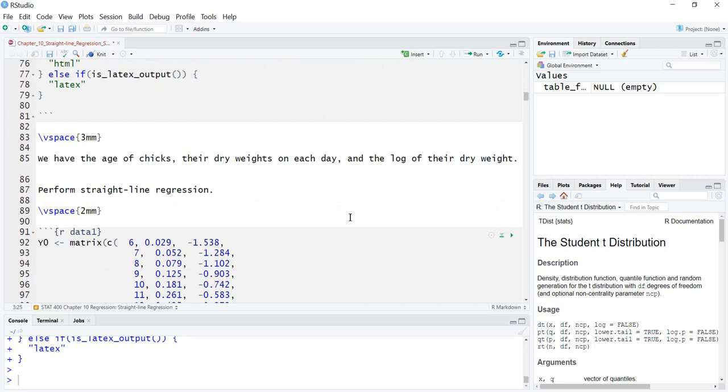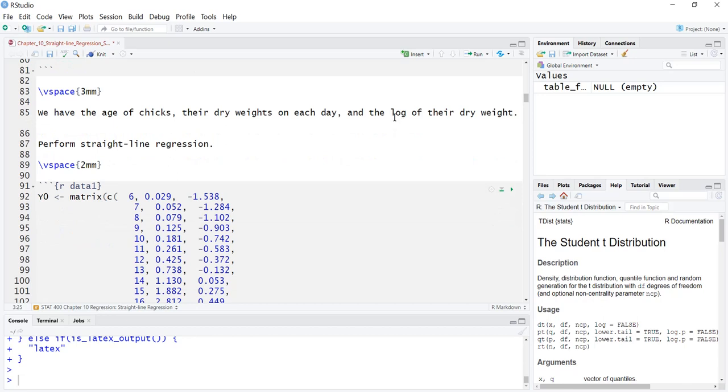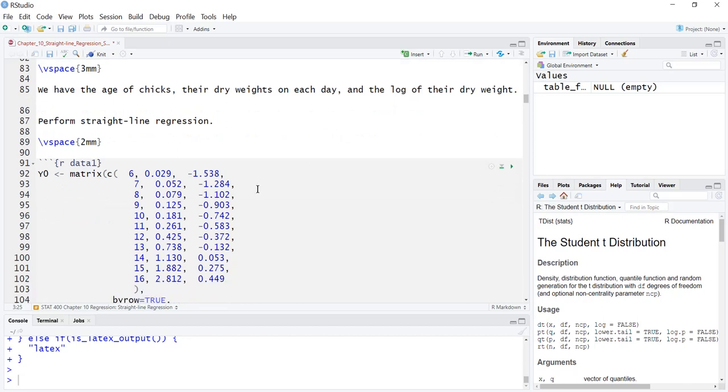Now, we're going to look at an example that's quite common, that has been looked at a lot in classes, and it's called the age of chicks. We're trying to predict their weight based on their age, and then in the data we have the log of their weight as well.